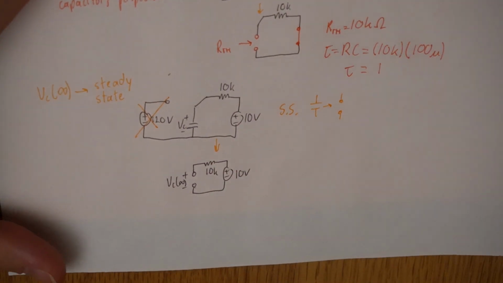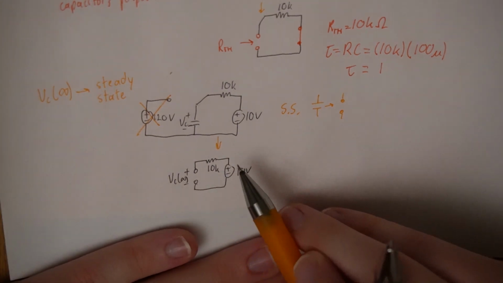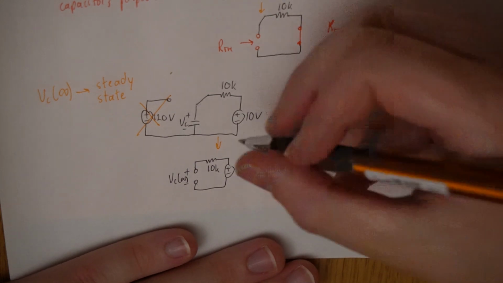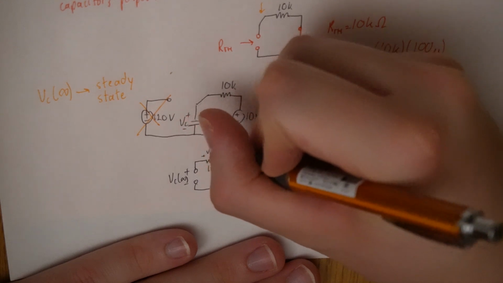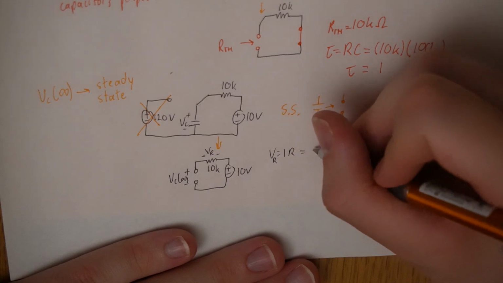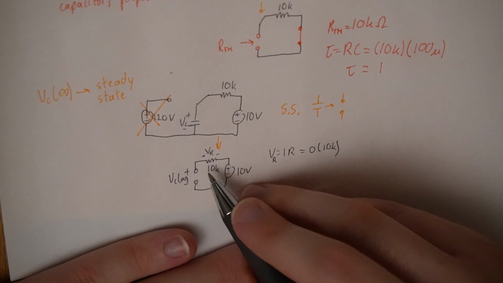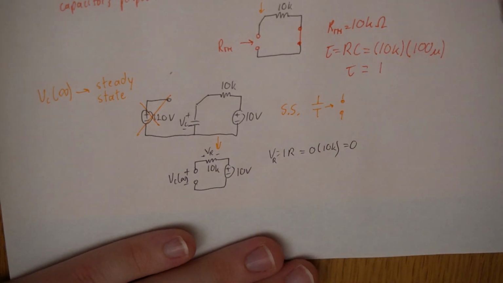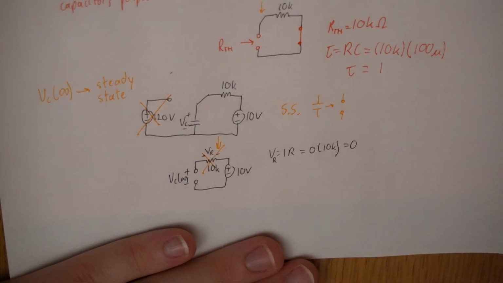Well, VC at infinity, it's open circuit, so no current can flow. If no current flows through this resistor, according to Ohm's law, V equals IR, right? Let's call it VR. VR equals IR. Well, I is 0 because it's open circuit on one side. No current can possibly flow. So therefore, this is actually just 0. There's 0 volts across this resistor, no current, remove it.